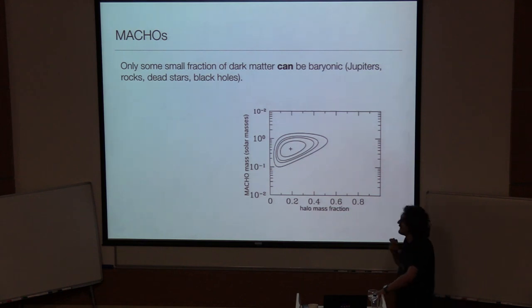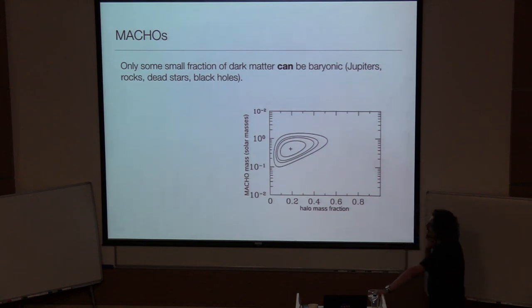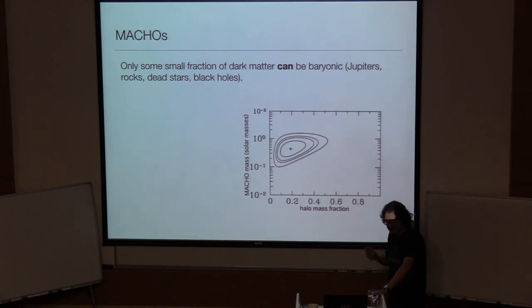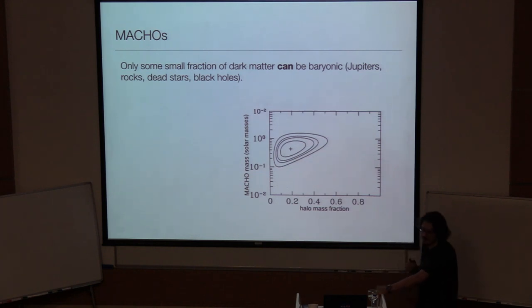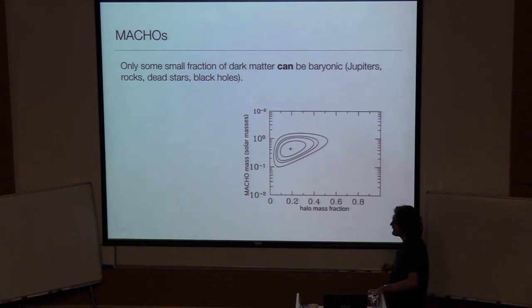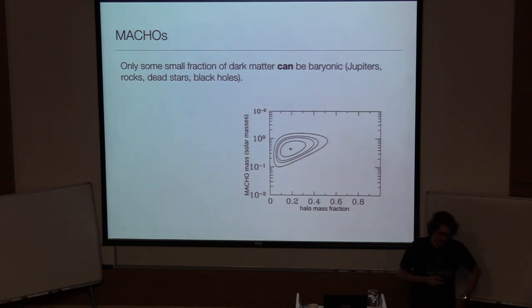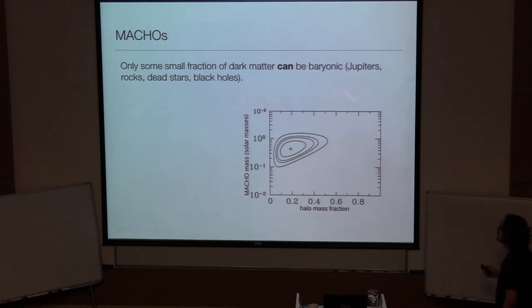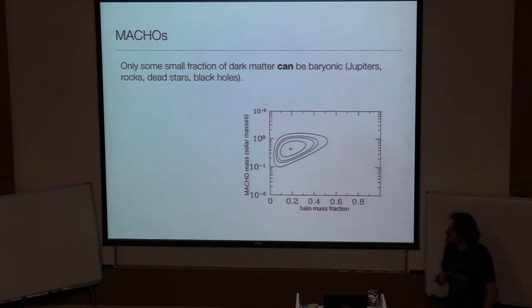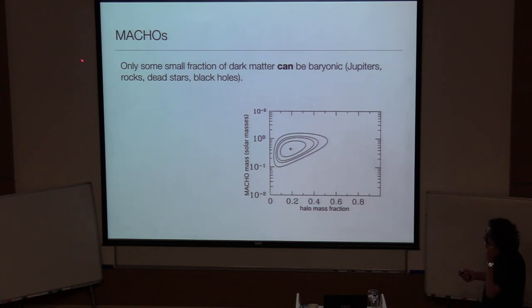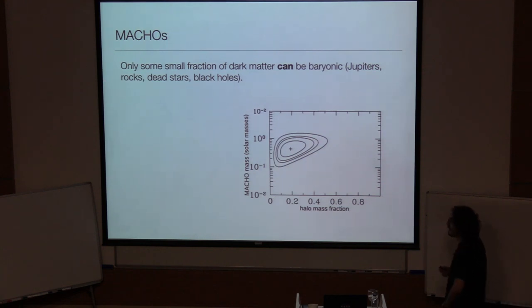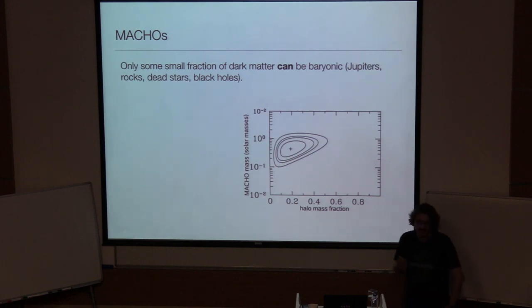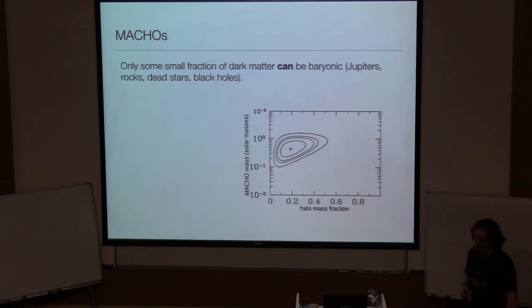Yet another thing I should mention is that some of the dark matter I have been talking about can still be just ordinary baryonic matter that we know. These are called massive compact objects. People have wondered what fraction of dark matter could be in MACHOs, the massive compact objects. These could be just Jupiters, like exoplanets, freely floating or around their host stars. They could be rocks, dead stars like neutron stars, pulsars, and also black holes.